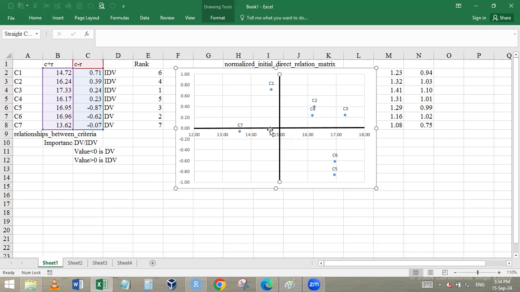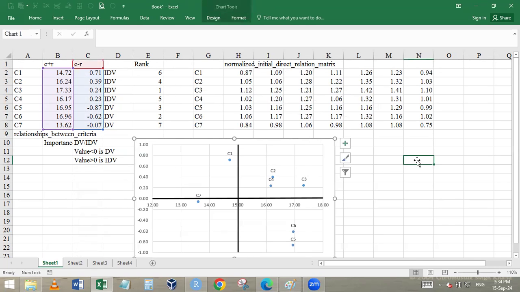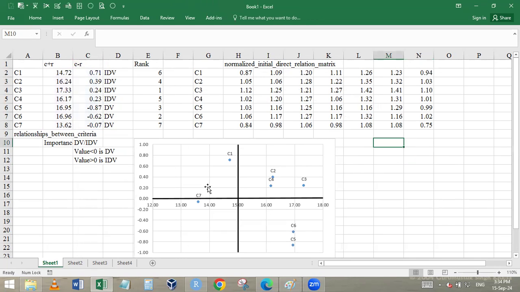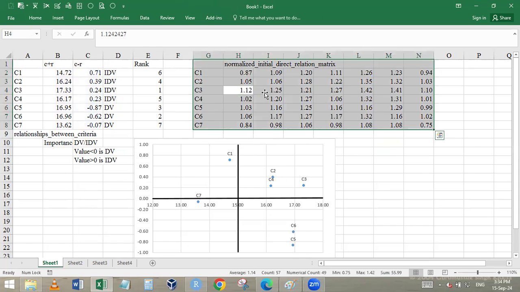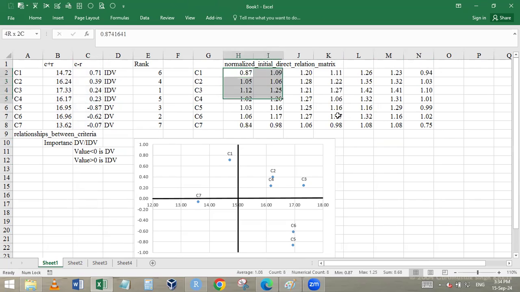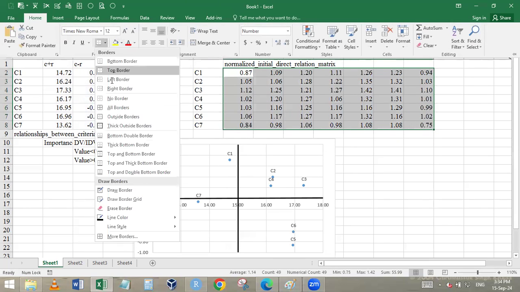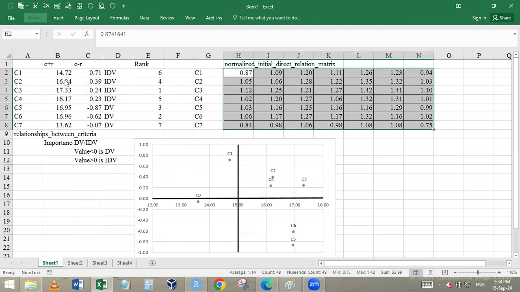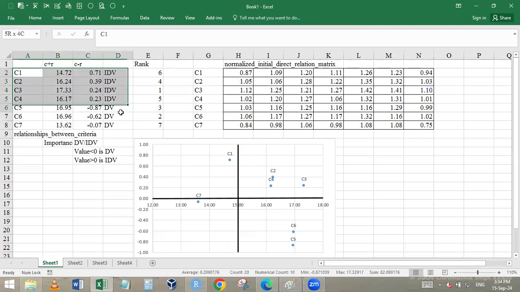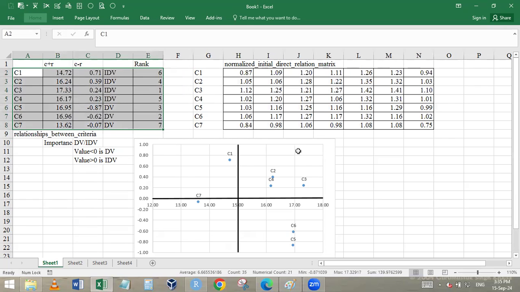Now the question comes, can we make an arrow, and from where? Who causes whom? This is the question. Where the arrow will go, this second table will be helpful. The second table will tell me which arrow goes from where. The first table tells me who is the DV and who is the IDV. This is table number 1, and table number 2 will tell me where the arrow will go from and to whom.